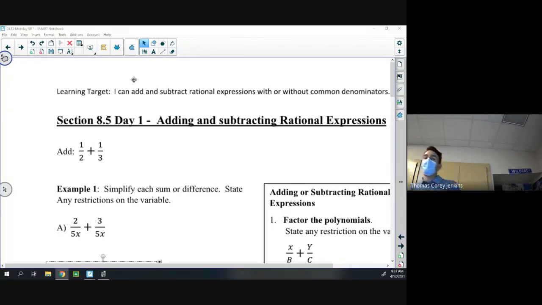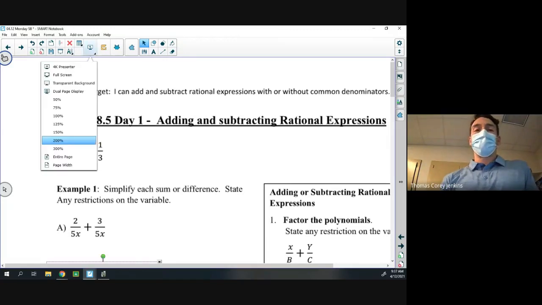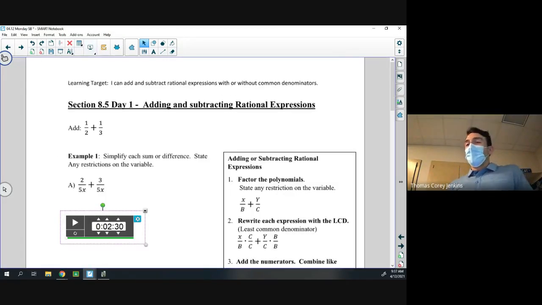All right, guys. So today we're going to start covering 8.5, and we'll cover 8.5 in two parts. So today's learning target is that I can add and subtract rational expressions with or without common denominators.